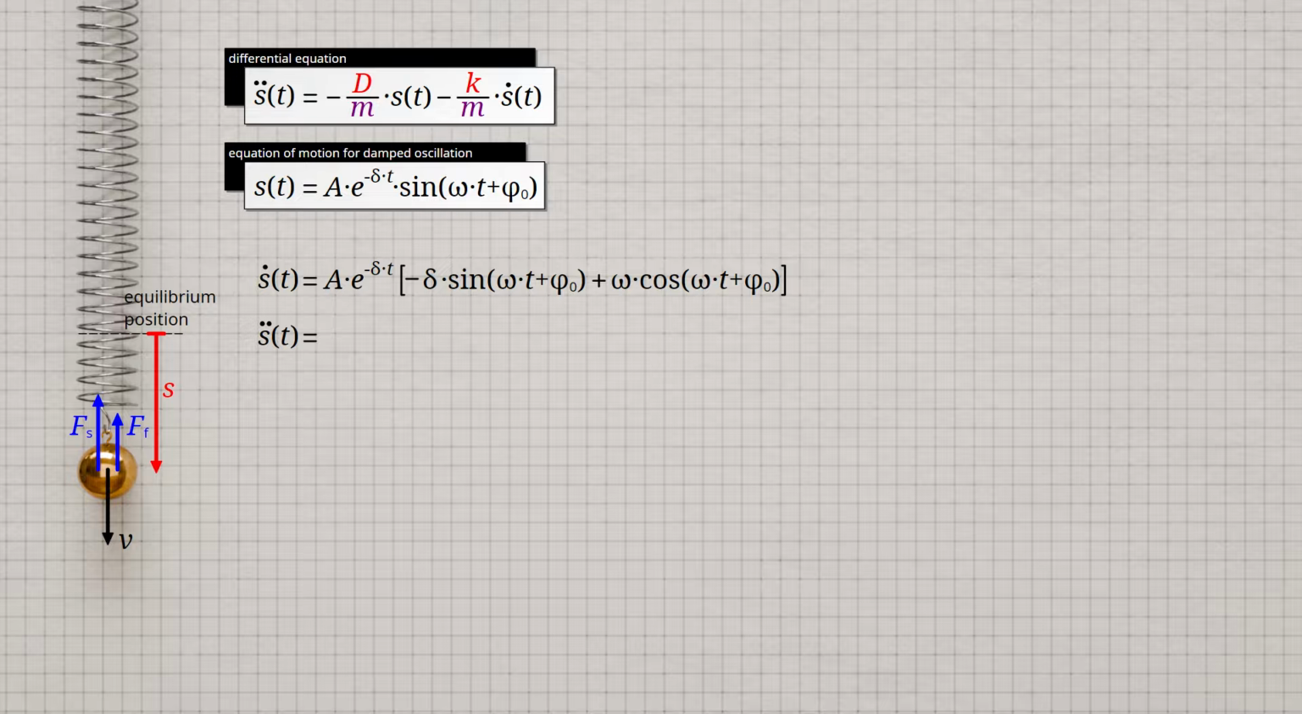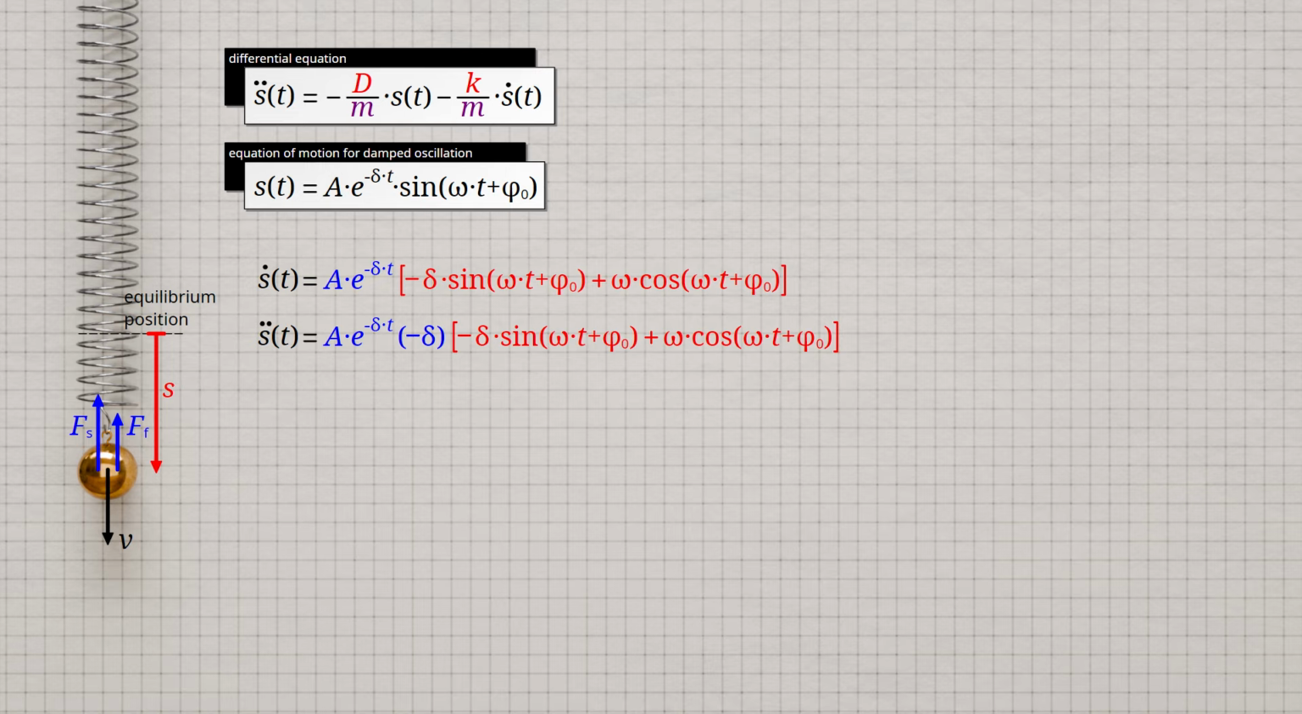This means that we must differentiate the first time derivative once more. The procedure is essentially the same as before. Again, we apply the product rule to the exponential expression marked in blue and the combined sine and cosine expression marked in red. We start again by using the chain rule to differentiate the exponential expression marked in blue, leaving the sine and cosine terms marked in red unchanged. This gives the expression shown.